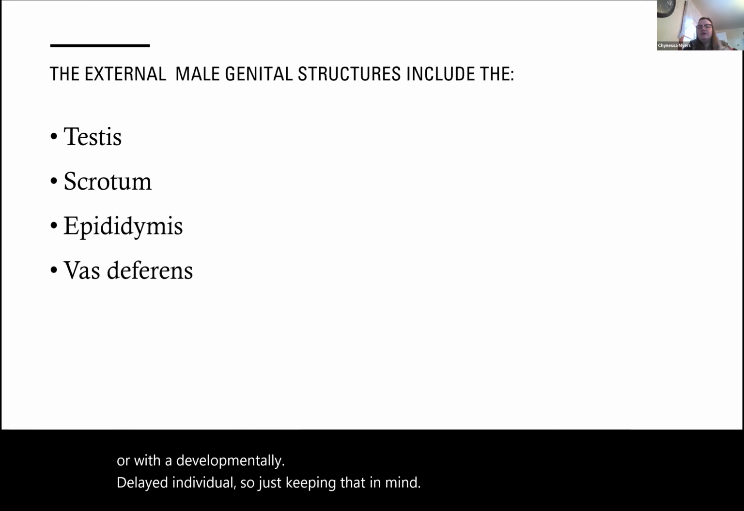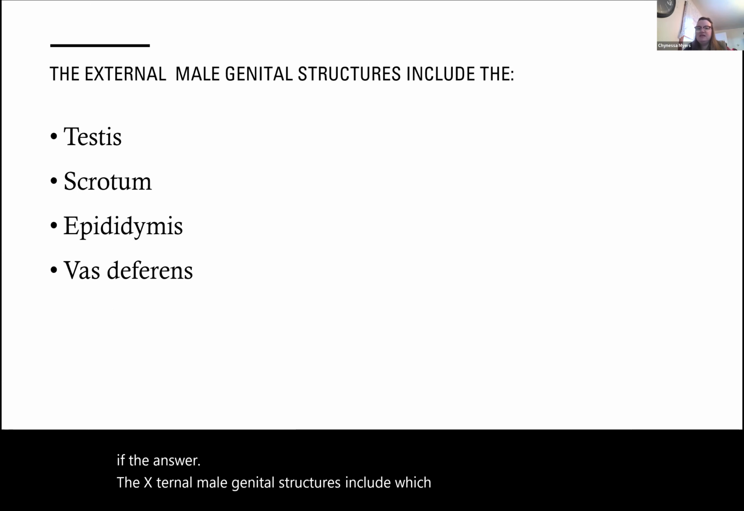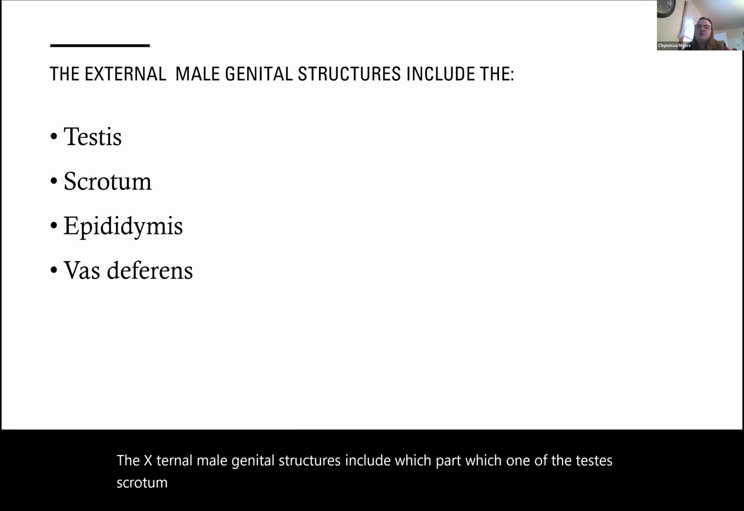All right, so here's your first question. I want you guys to think about this. If you know the answer, the external male genital structures include which part? Which one of these: the testes, scrotum, epididymis, or the vas deferens? Which one of these is the external part of the male genitals?